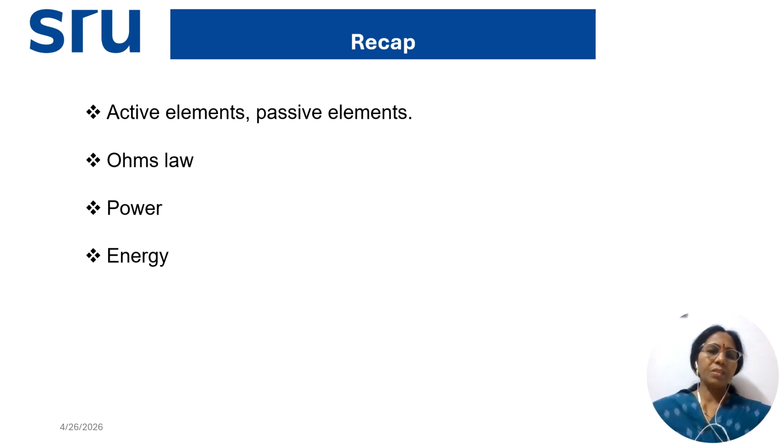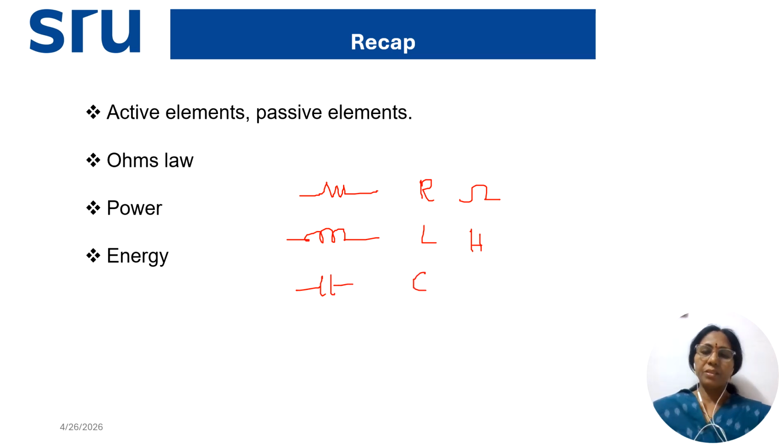units also we discussed. Let me draw the passive elements. This is the resistor symbol and the letter R, and the unit of resistance is ohm. The next passive element is the inductor symbol, which we represent with capital L, and the unit is Henry. The third passive element is a capacitor, the letter C, and the unit of capacitor is farad, and these three are passive elements.